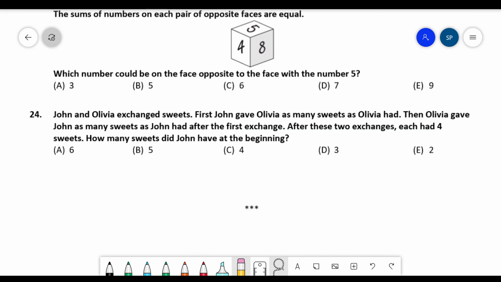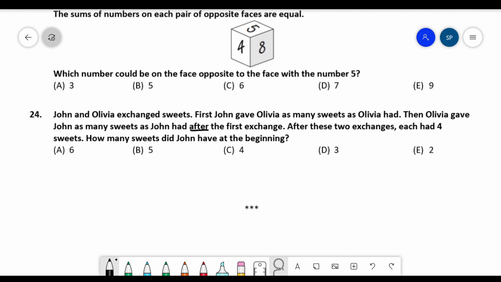24. John and Olivia exchanged sweets. First, John gave Olivia as many sweets as Olivia had. Then Olivia gave John as many sweets as John had after the first exchange. So I'm underlining "after" so we know it. After these two exchanges, each had 4 sweets. How many sweets did John have at the beginning?